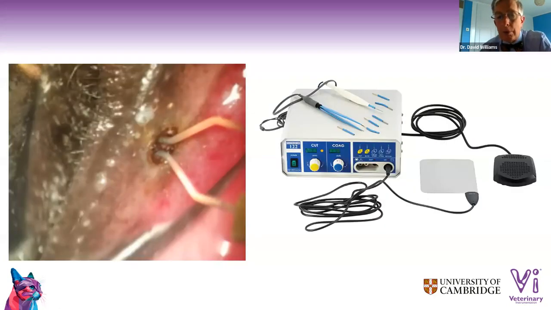There are other people who will actually fry them. You can freeze them or you can fry them, with thermocautery, that you just push into where the ectopic cilium or distichiasis is.